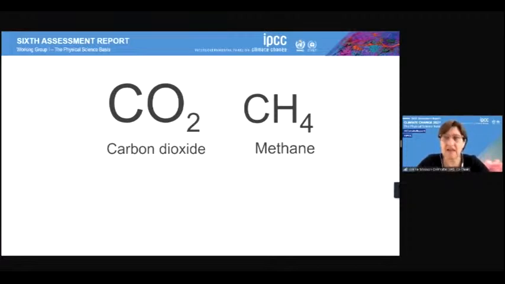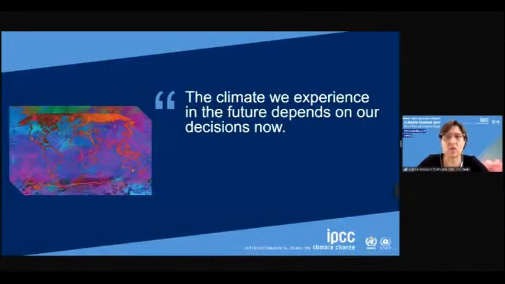Our planet is warming, and it is warming quickly, with increasing consequences everywhere. This report is clear that it is possible to limit future warming within a few decades. The climate we experience in the future depends on our decisions now.